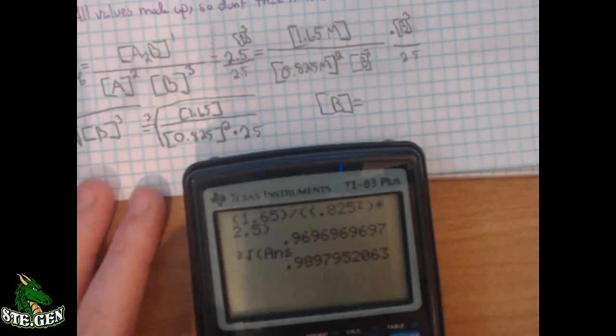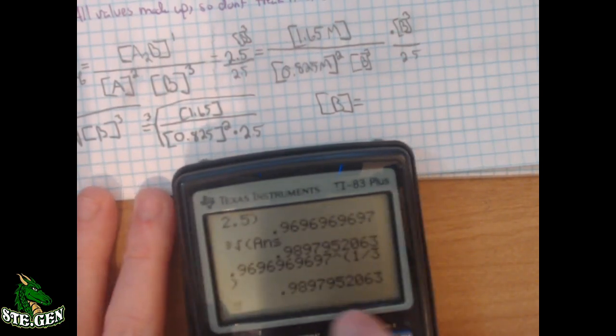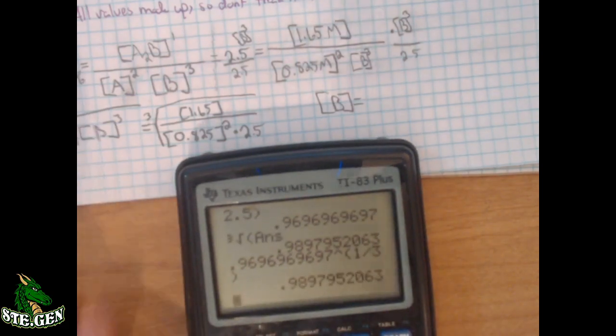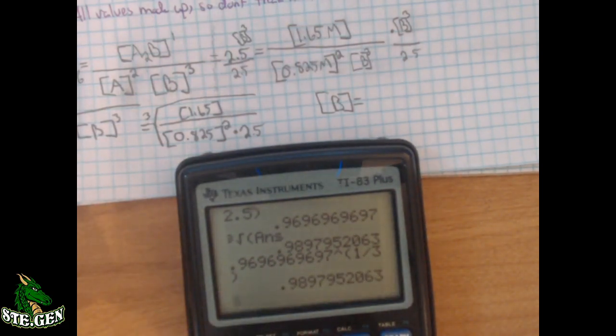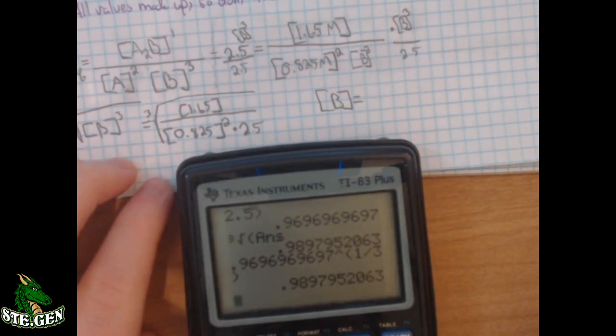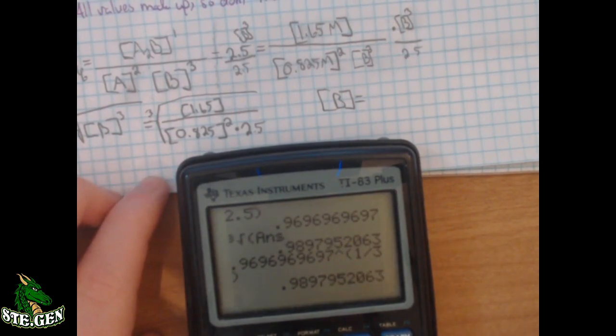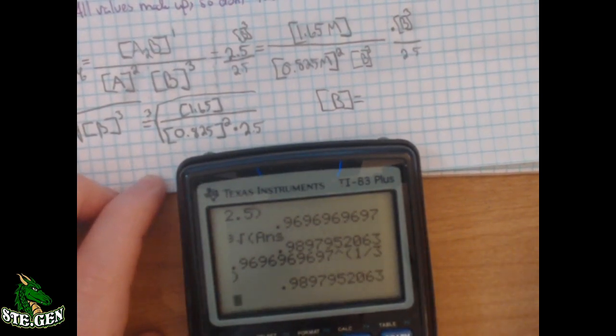But what you could also do, and I believe it should give you the same answer. So this is 9696969697. We're going to take that to the 1/3 power. And I believe, if you notice, that is the exact same number there. So if you don't want to, or your calculator doesn't have an ability to find this cube root function, you can just take something to the 1 over whatever root you're trying to find power. So if I was a huge jerk and made you do a fourth root question, you could do to the 1/4 power, and it would be the same as doing a fourth root.